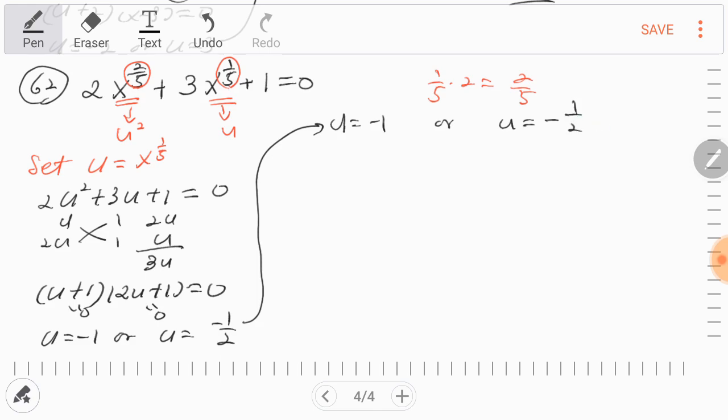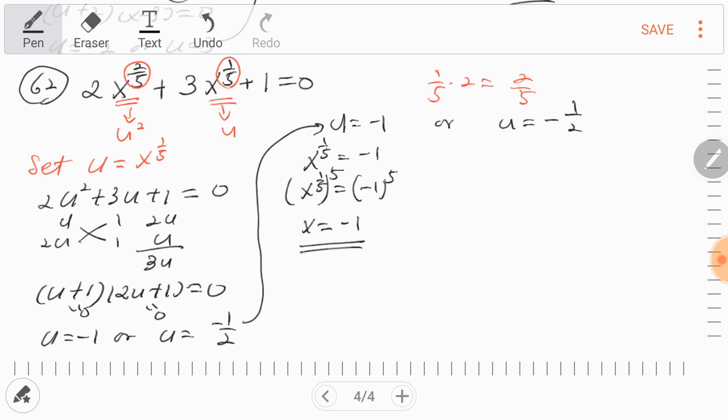So from here, let's replace this u with x to the 1/5. Then what do we do next? To find x, we will raise each side of the equation to the 5th power. Then x is equal to -1. So we have one value, x equals -1.